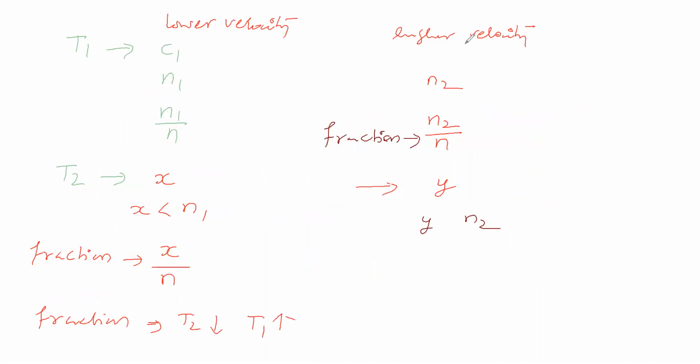At the higher velocity side, at T1 temperature, N2 molecules are there. So the fraction of molecules is N2 by N. At T2 temperature, now the number of gaseous molecules is Y. Now compare this Y with N2 when the velocity is high. At the lower velocity side, this X is less than N1, we said. Now at the higher velocity side, from here some of the molecules have come to this side on increasing the temperature.